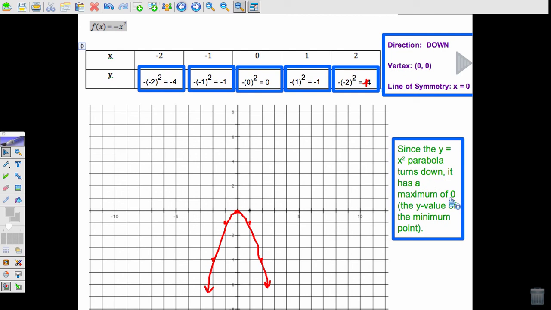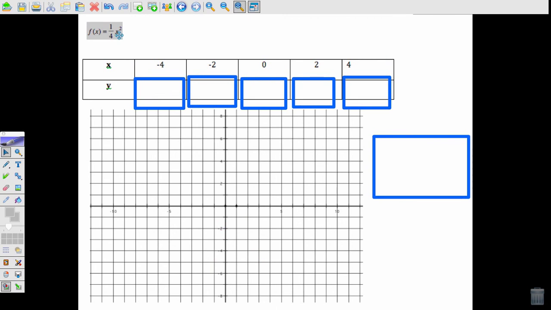Since y equals the negative x squared parabola turns down, it has a maximum of 0 as opposed to a minimum. So the highest point here is 0. And I'm going to put a little negative sign in front of that little x there too, because that's what that equation is.